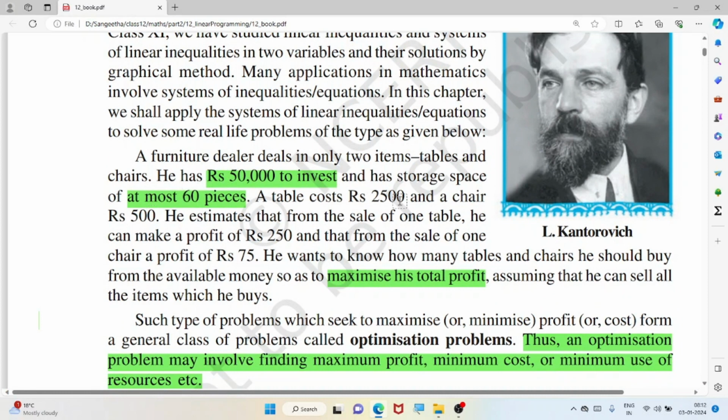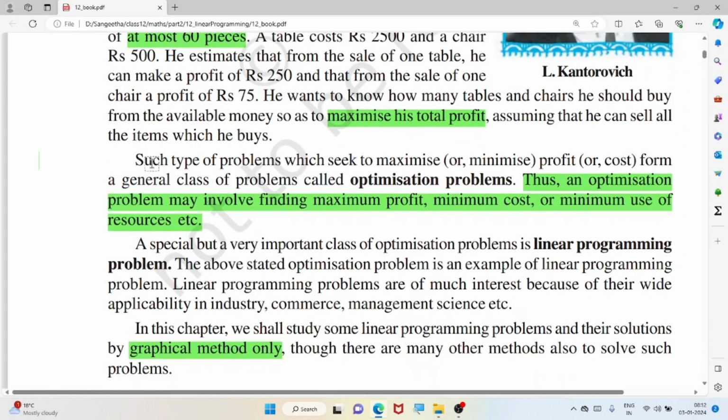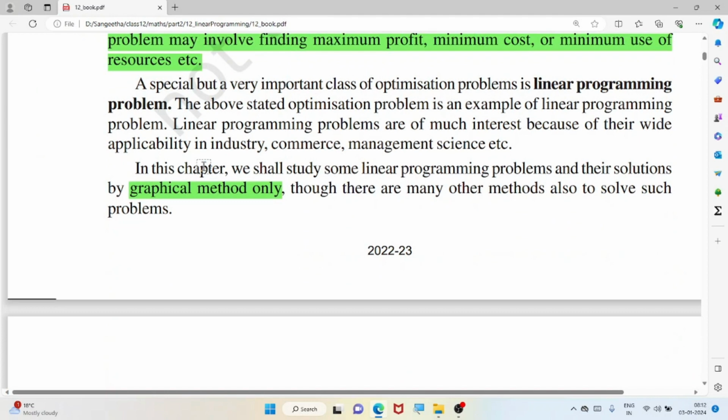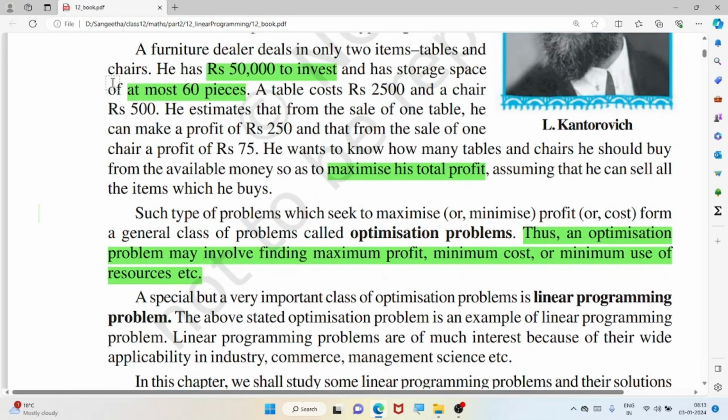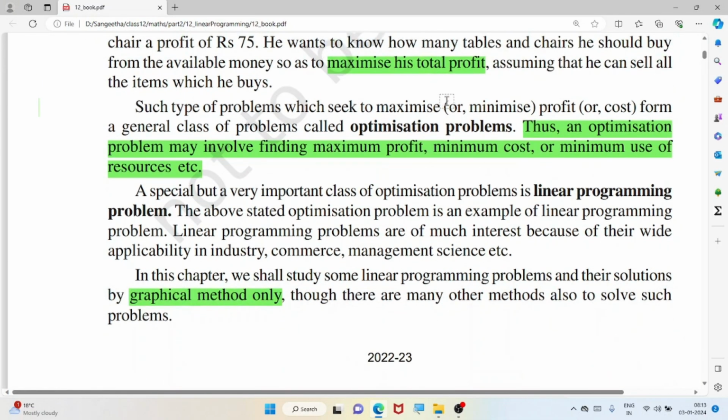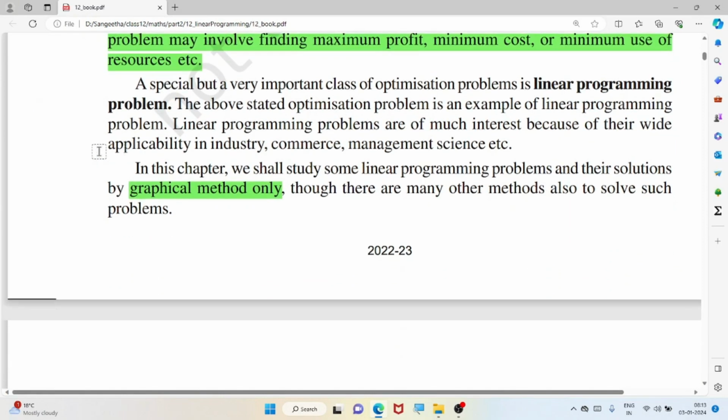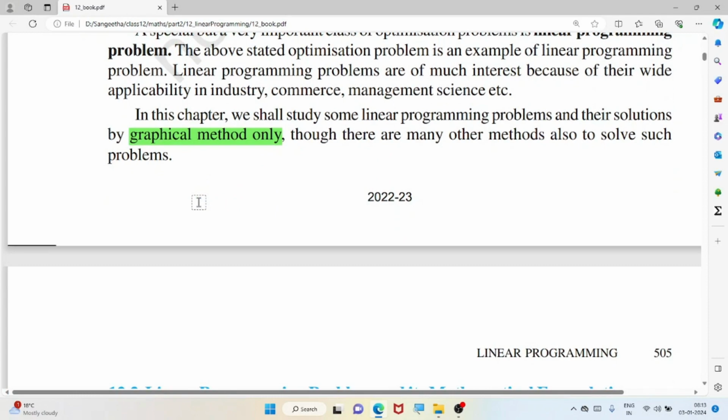Okay, this is a linear programming problem. Now they will convert this problem. See, these are the definitions. You should know what is linear programming, optimization problems. So what is linear programming? This is finding the maximum profit or minimum cost. In this problem you should find the maximum profit or minimum cost. Okay, so here we are going to use the graphical method.